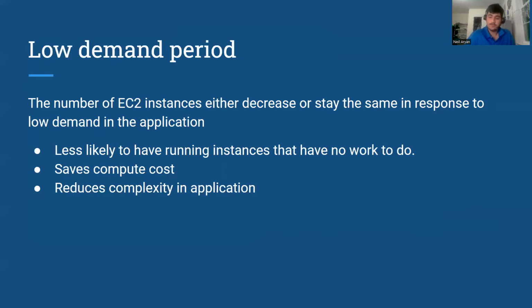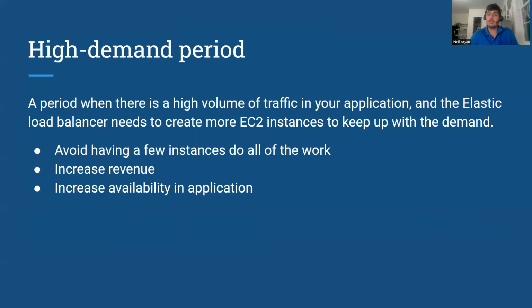It just decreases the number of instances so that you don't have too many instances doing too little work. And during a high demand period, your elastic load balancer and your autoscaler are likely going to increase the number of EC2 instances to keep up with the demand. And this is created so that you avoid having a few instances do all of the work, and this increases revenue and the availability of your application to your clients.